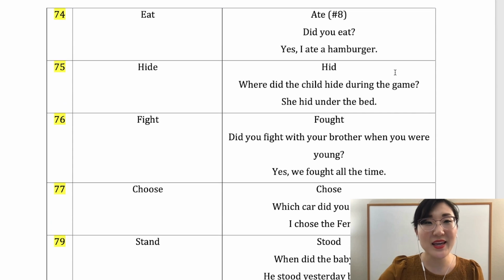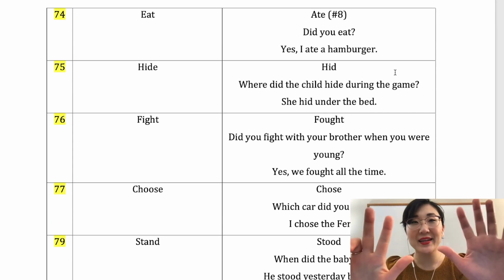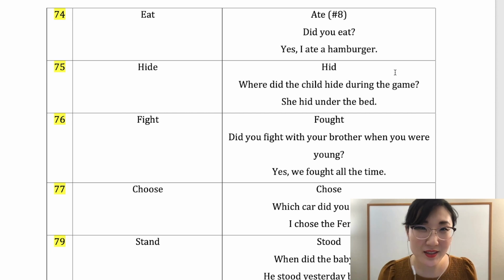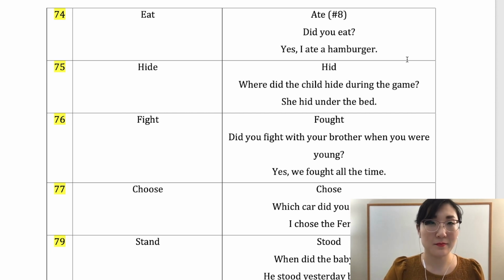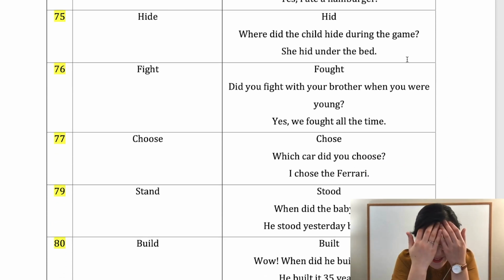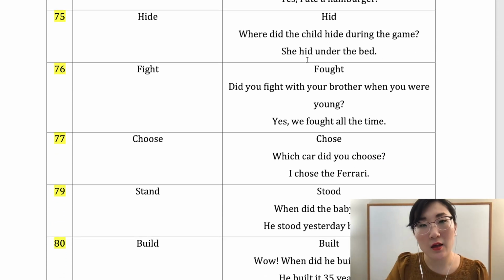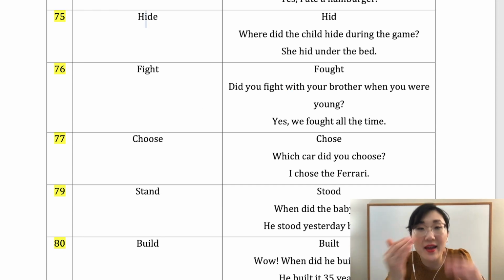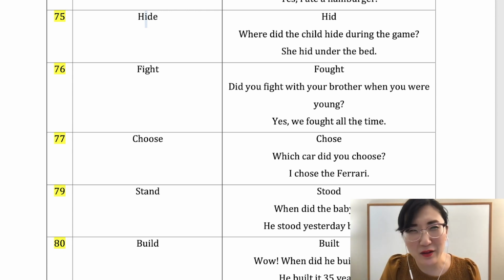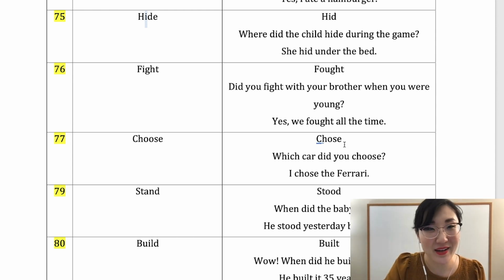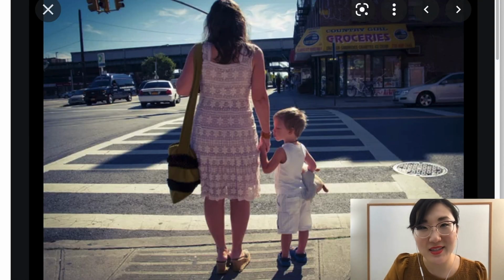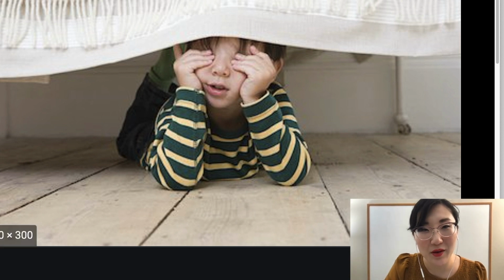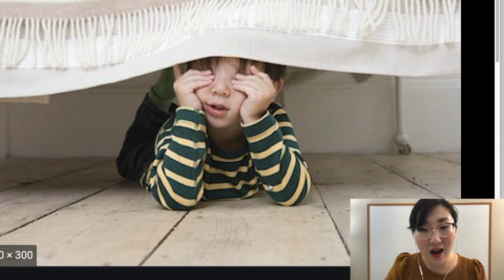Okay. Eat. Past tense, ate, like the number. Did you eat? Yeah, I ate a hamburger. Ate. Hide. Past tense, hid. So hide, long vowel sound, like hide. Past tense, hid. Where did the child hide during the game? Oh, she hid under the bed. Children like to play this game of hide and seek. So the boy, in this case, he hid under the bed.